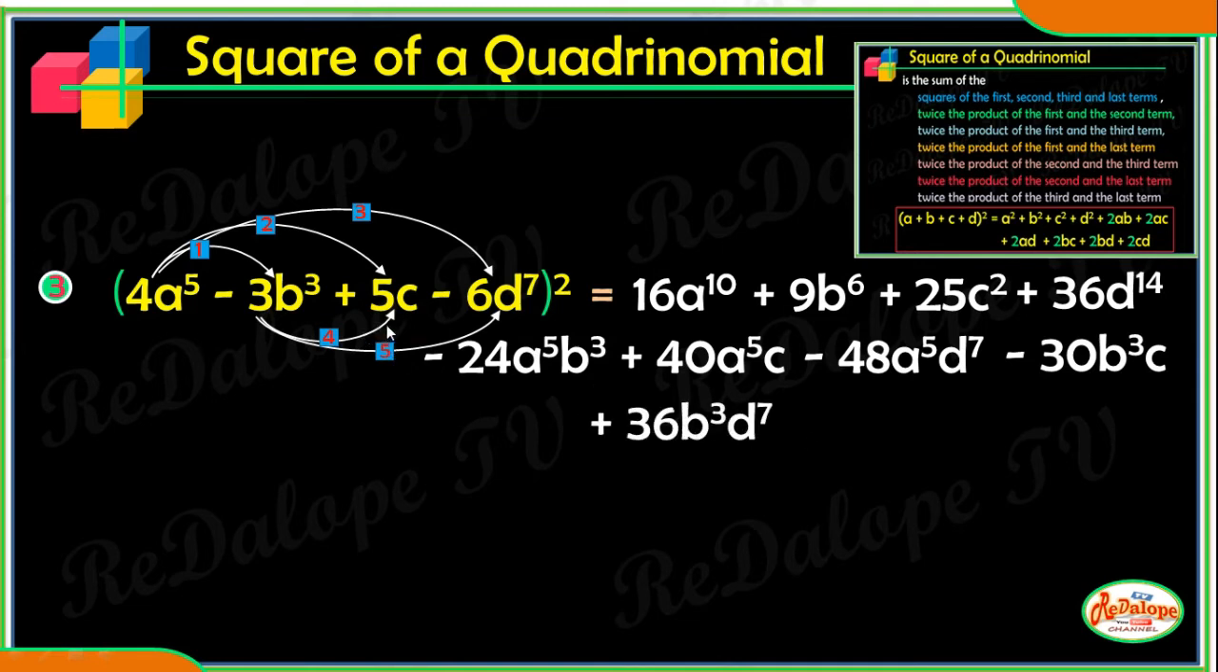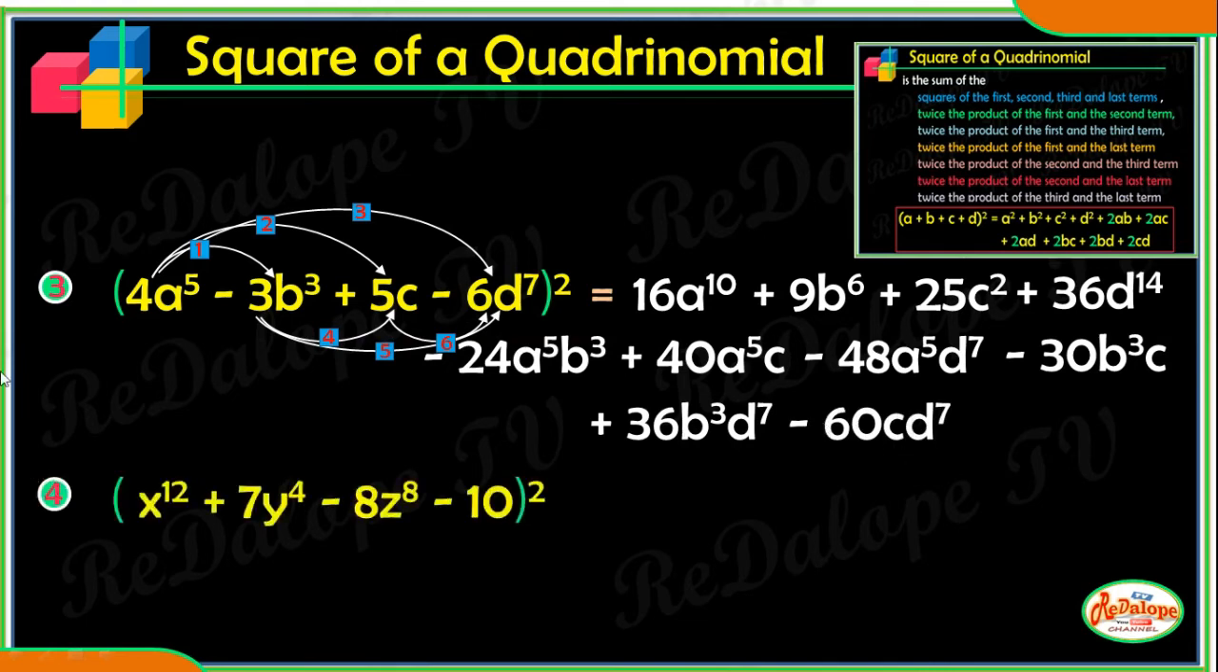And then we have 5c for the last term, so we have 5c times negative 6, so that is negative 30cd7 times 2, so that is negative 60cd7. For problem number 4, we have the quantity x12 plus 7y4 minus 8c8 minus 10, raised to square.